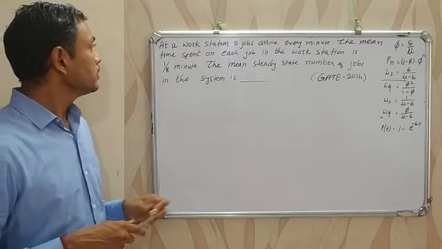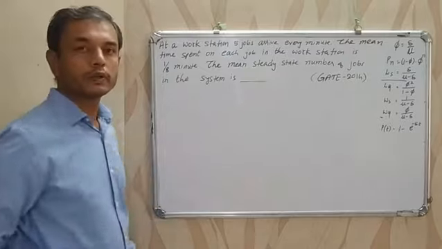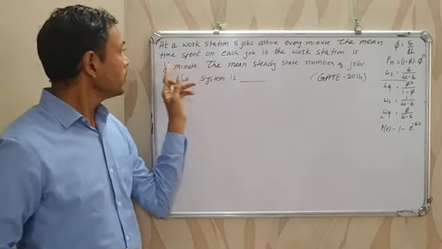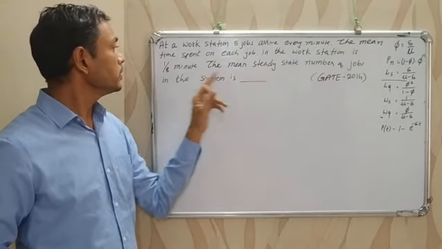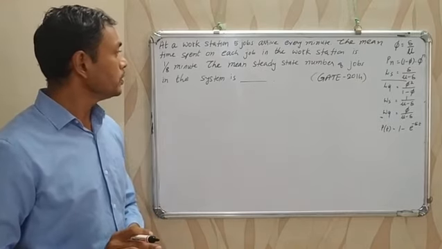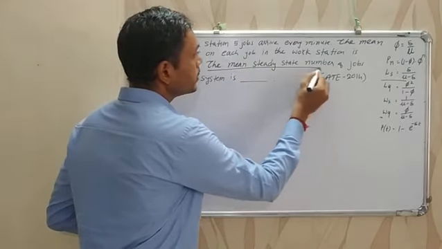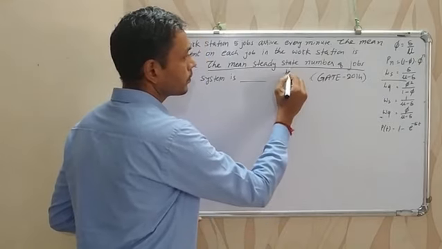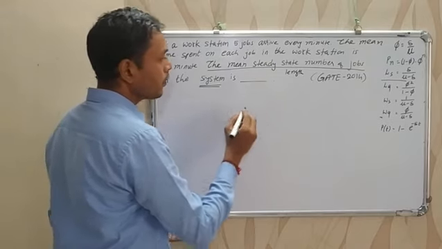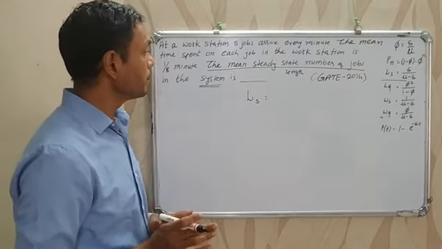The next example is, at a workstation, 5 jobs arrive every minute. So every minute there are 5 jobs. The mean time spent on each job in the workstation is 1 by 8 minutes. The mean steady state number of jobs in the system is? So here the question is about the mean steady state number of jobs. So it is the length of the line in the system, LS, the number of jobs waiting in the system.